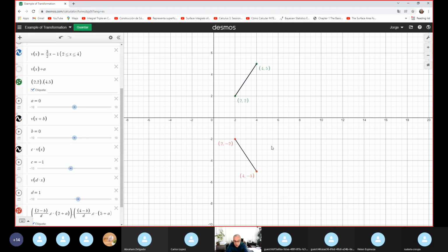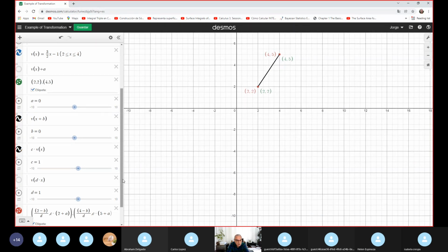The point is (2,2) in the original, this one. Now it's (2,-2) because y is affected by negative 1. And (4,5) is (4,-5). Wow, super easy to understand, the reflection. Let me restore 1. The 1 means no transformation. And let me try the last one, which is D.